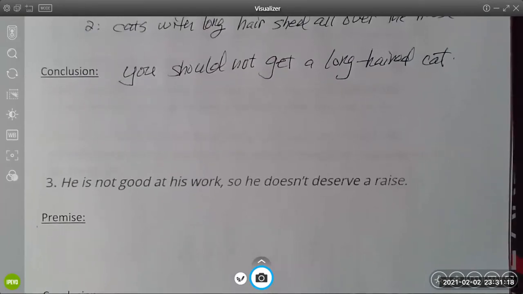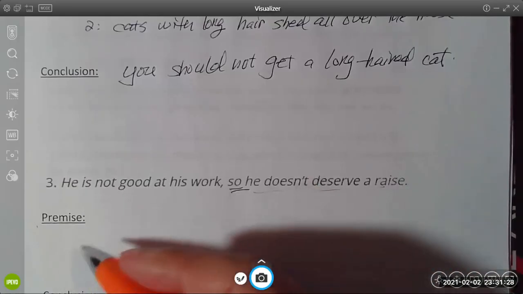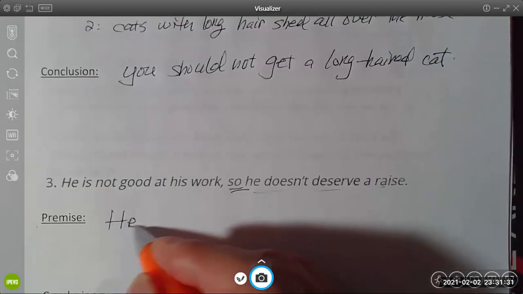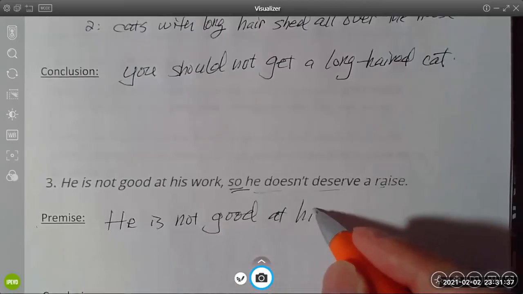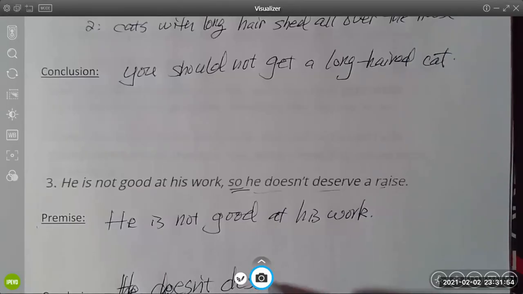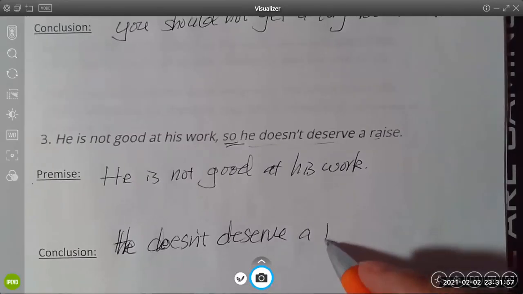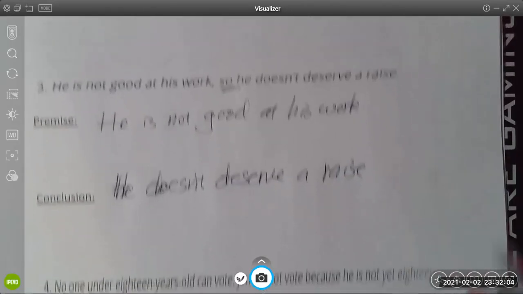And number 3, he's not good at his work, so he doesn't deserve a raise. So that means this is a conclusion, and this is reason. So let's just write it out. He is not good at his work. Conclusion is that he does not deserve a raise. Yeah, reason and conclusion. So this is very clear actually.